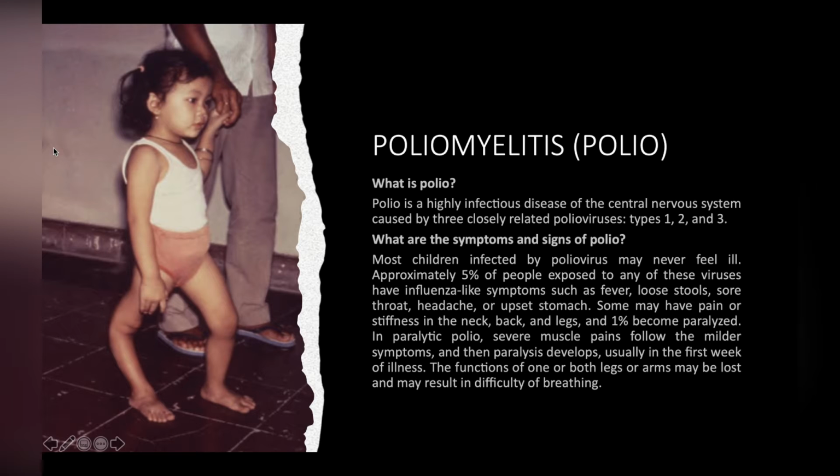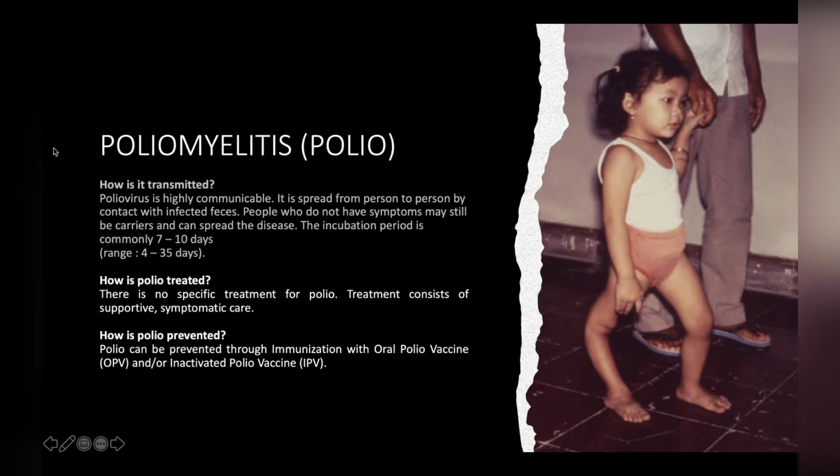In paralytic polio, severe muscle pains follow the milder symptoms, and then paralysis develops, usually in the first week of illness. The functions of one or both legs or arms may be lost and may result in difficulty of breathing. Poliovirus is highly communicable. It is spread from person to person by contact with infected feces. People who do not have symptoms may still be carriers and can spread this disease. The incubation period is commonly 7 to 10 days.